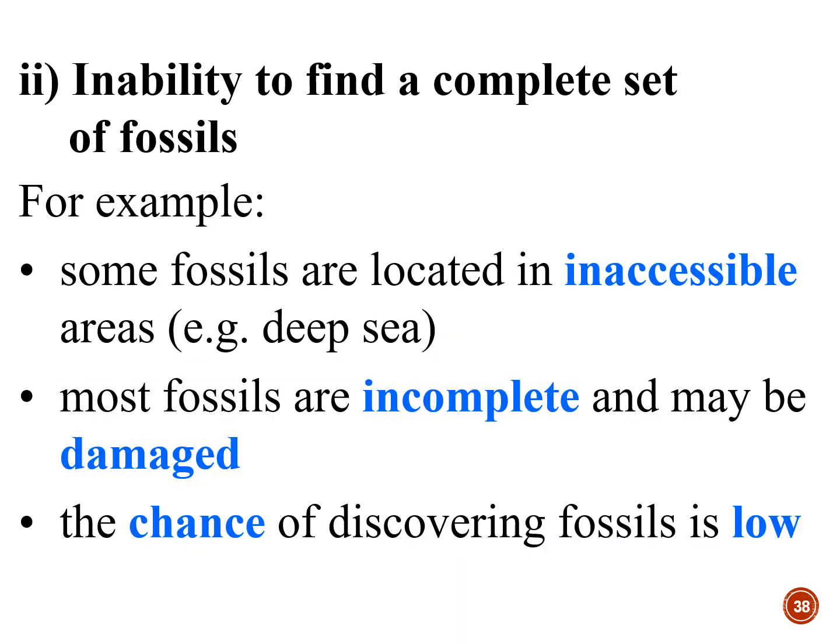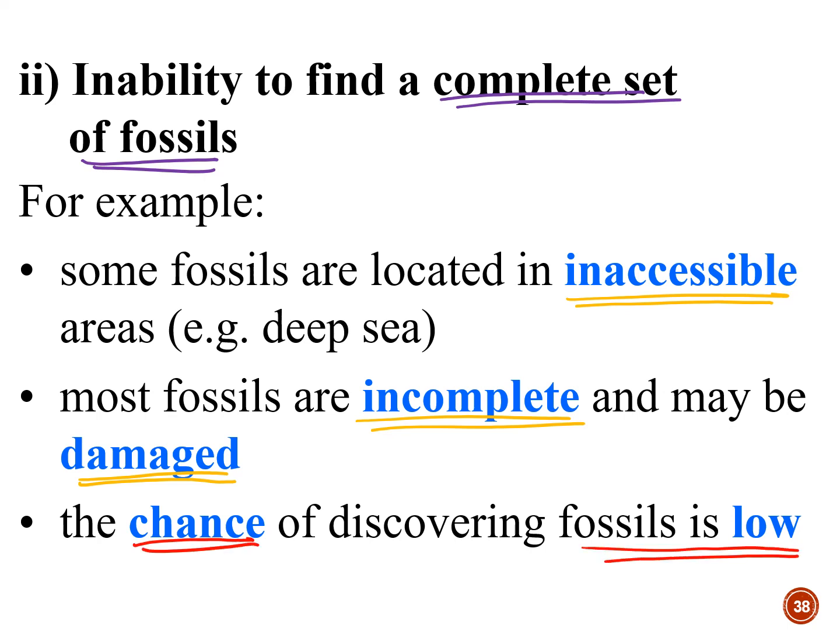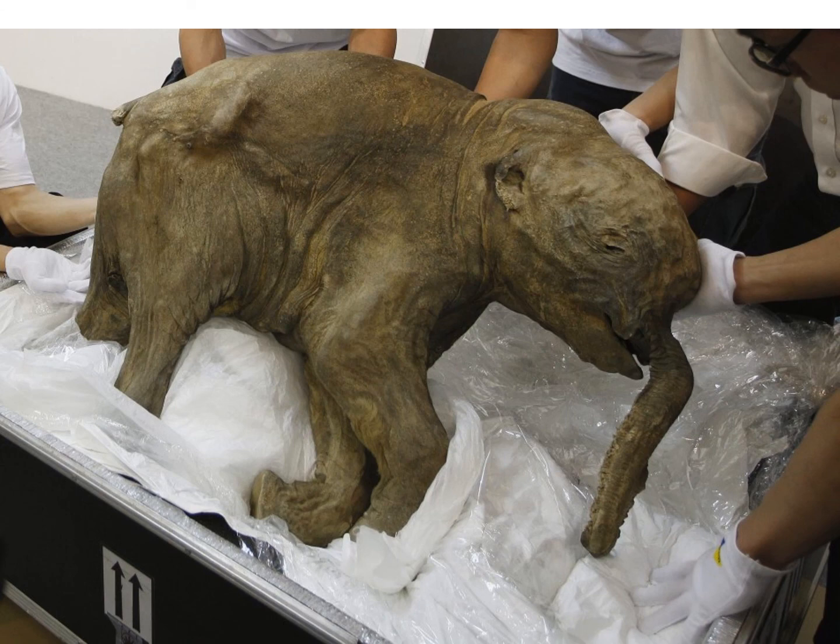It is also very hard to find a complete set of fossils as a continuous record because some fossils are located in some inaccessible areas, such as the deep sea. You cannot go there, right? Some of the fossils are incomplete or maybe damaged. It's hard to find the other half, which is missing. The last part is, it's very difficult to discover fossils. The chance for getting it is very low. If you're lucky, you can get one, but if you're unlucky, you cannot find anything. The case of finding a very intact, preserved fossil is very rare. So the case of finding a frozen mammoth is a very lucky case.